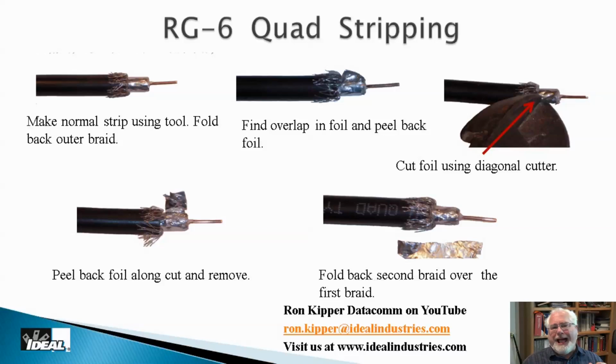If you fold it back, it's going to bunch up so bad that you're not going to be able to get the connector over all this. So what we have to do is take it out. And you're going to find out the foil does kind of overlap itself someplace. So I'm going to find out where it's going to overlap. And then I'm going to take a diagonal or a snip or something and nip it right there. And then I can actually peel that piece of foil completely out of the cable and remove it. Now that exposes the second braid in the cable. So we're going to fold that second braid over the first braid in the cabling, and there's a properly prepped RG6 quad cable for a connector.